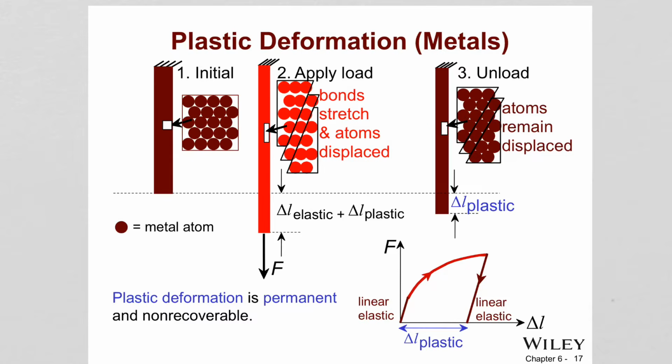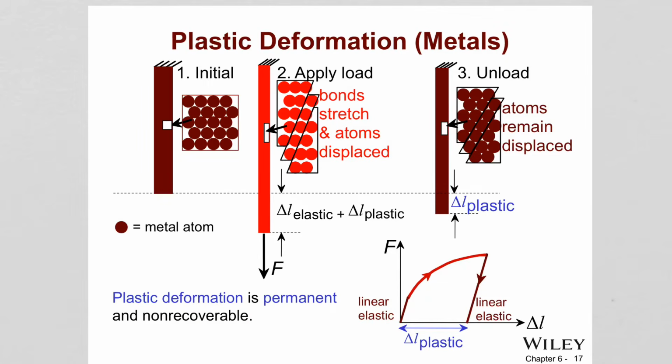When you unload it, you will recover the elastic portion, but some plastic deformation is going to remain. So the part is elongated. You cannot go back to its original shape in number 3. You see that when you unload it, a deformation still remains, and it is called plastic deformation.